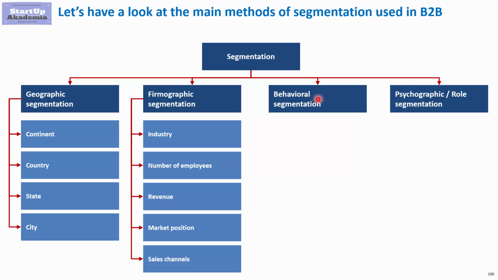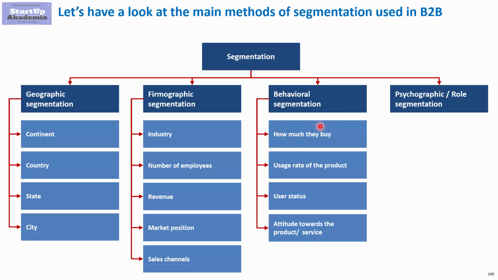Now, in behavioral segmentation, and that is quite often used, especially when it comes to software, we would look at how much they buy, usage rate of the product, user status, and attitude towards the product and service. As we said, psychographic and role segmentation is not that often used because this is also more difficult to measure.